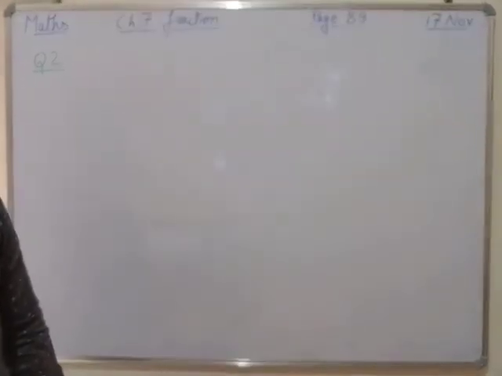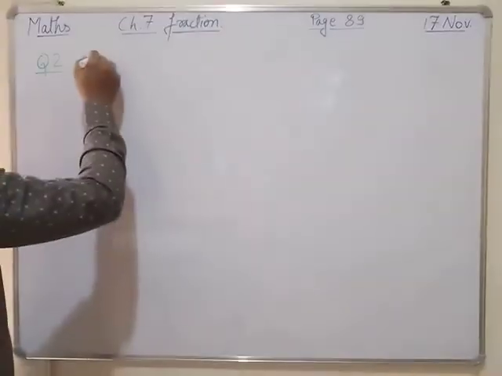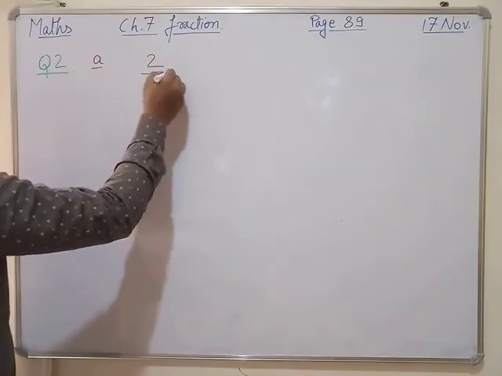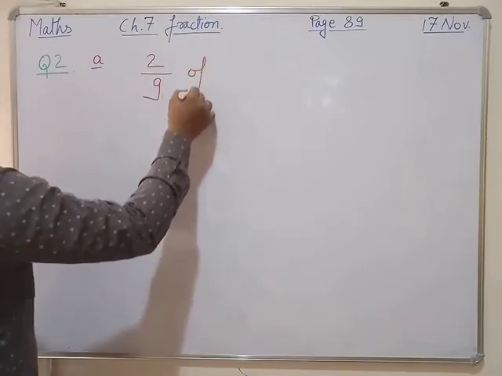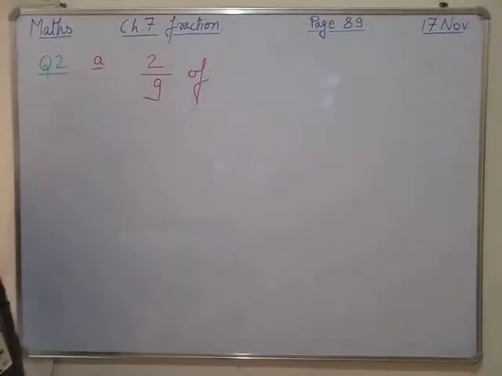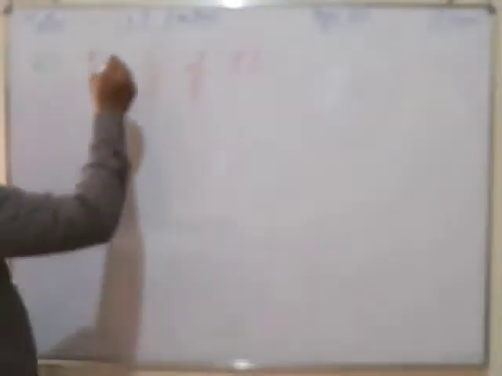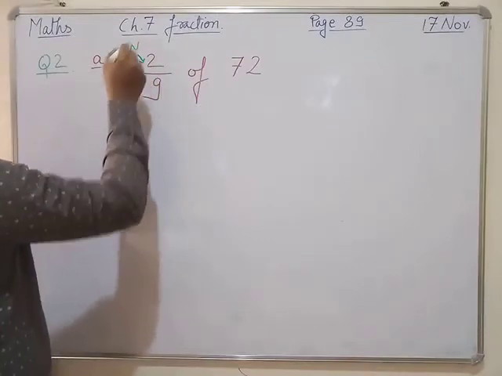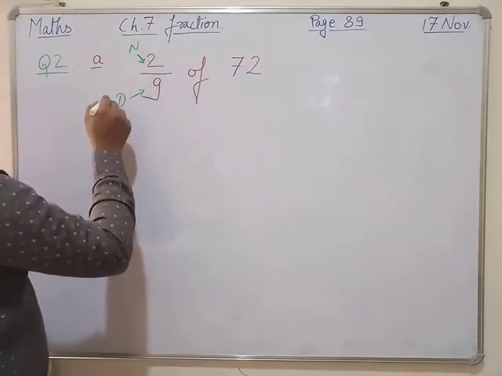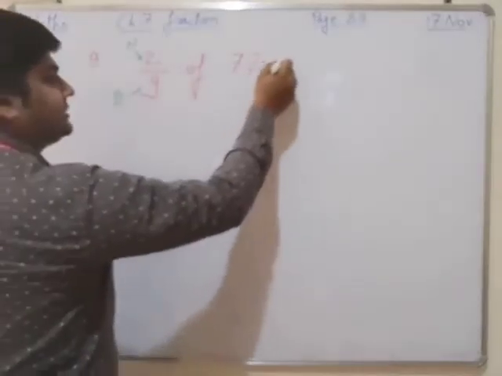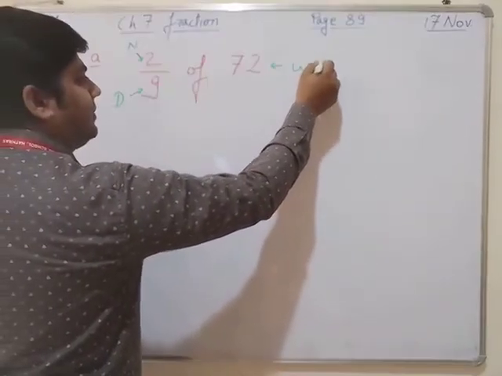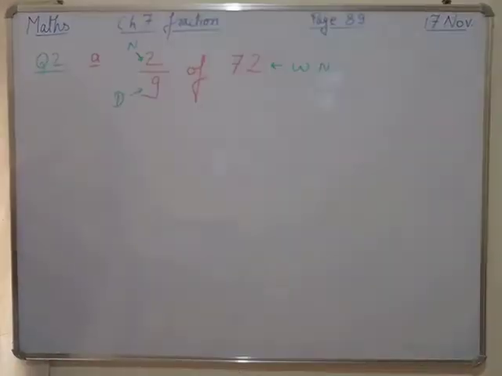Question number 2. This question is 2 by 9 of 72. Listen very carefully. 2 by 9 of 72. In this question, 2 is the numerator, 9 is the denominator, and 72 is the whole number.